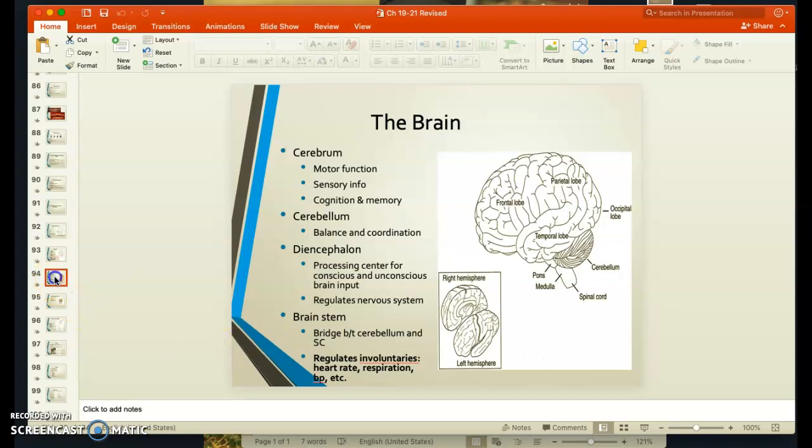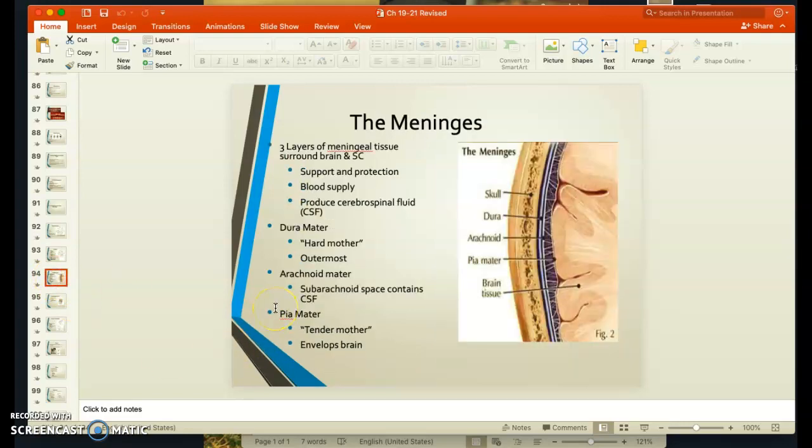Now, the brain, as we know, is surrounded by three meninges, three layers. We can see their function there. Dura, arachnoid, and pia. Dura is outermost. It's the hard covering that sits just below the skull. Arachnoid is kind of this webbing, and then pia mater totally surrounds the brain and kind of gets into those grooves, or sulci.